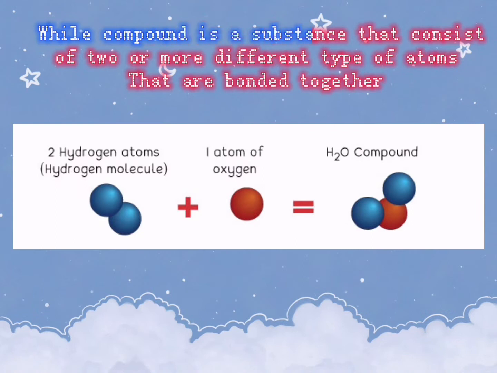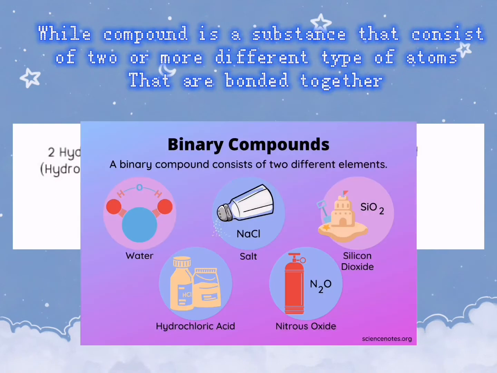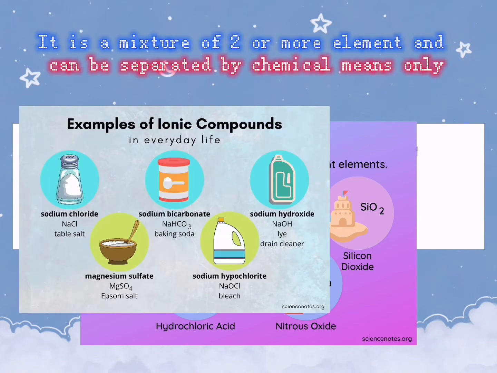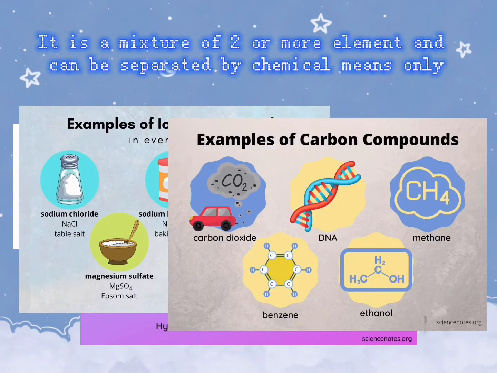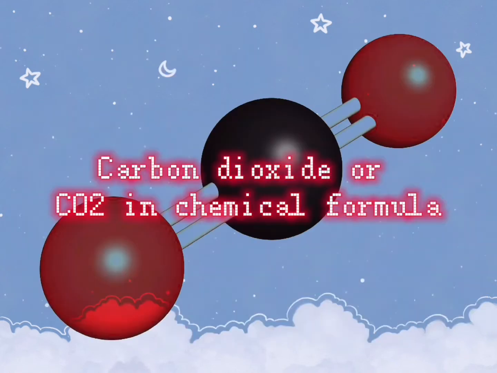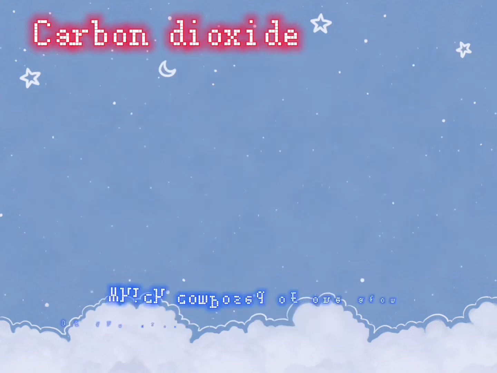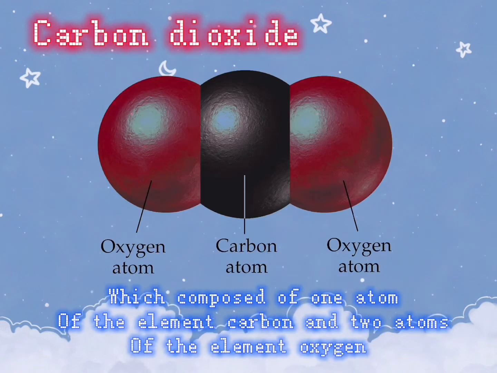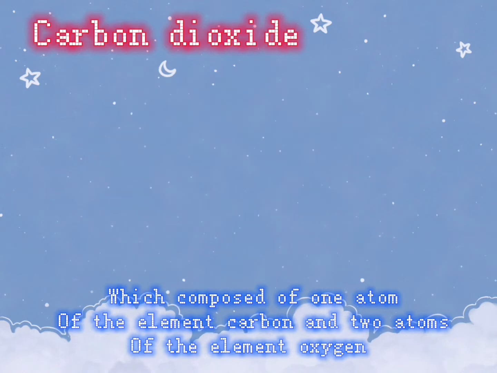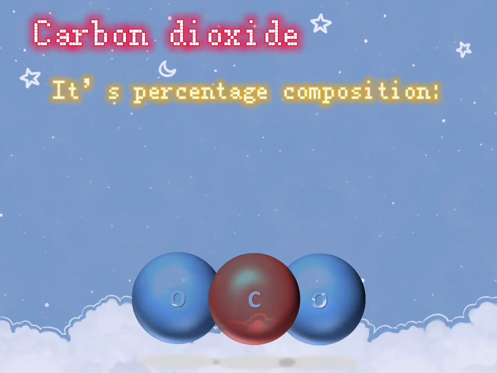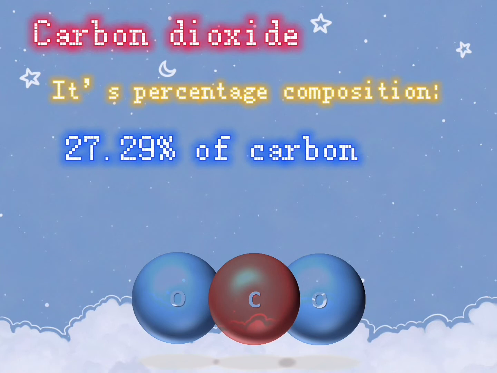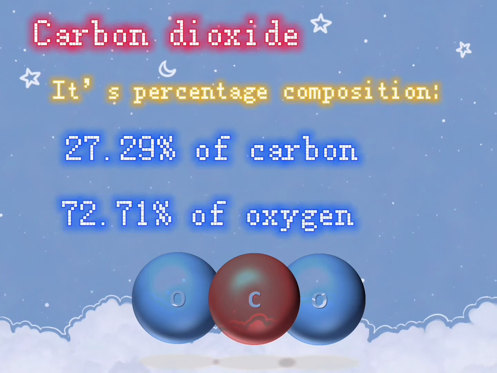While a compound is a substance that consists of two or more different types of atoms that are bonded together. It is a mixture of two or more elements and can be separated by chemical means. Take carbon dioxide, or CO2 in chemical formula. Carbon dioxide is a colorless gas and a common compound which is composed of one atom of the element carbon and two atoms of the element oxygen. Its percentage composition contains 27.29% of carbon and 72.71% of oxygen.